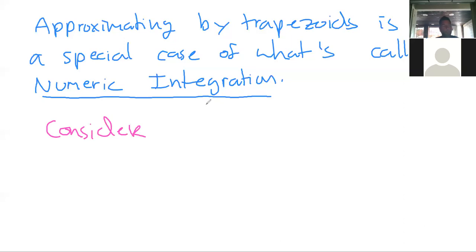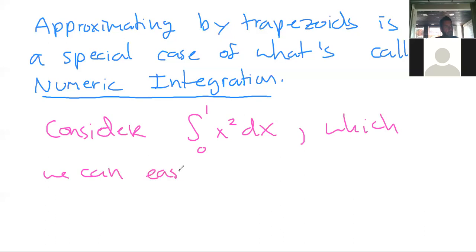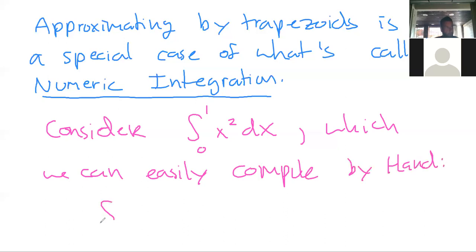So let's consider an old friend of ours. Consider this integral, which we can easily compute by hand. So how do we compute this by hand? Well, the simplest way is to use what's called the fundamental theorem of calculus. And you write it like this, and then it's 1/3. Voila.